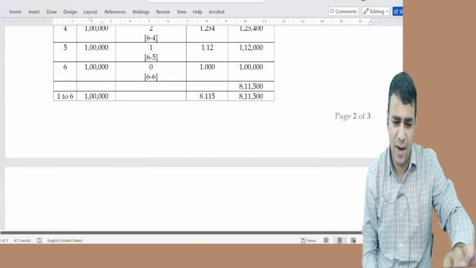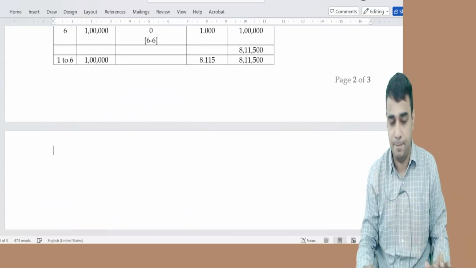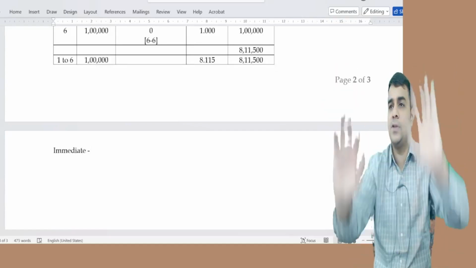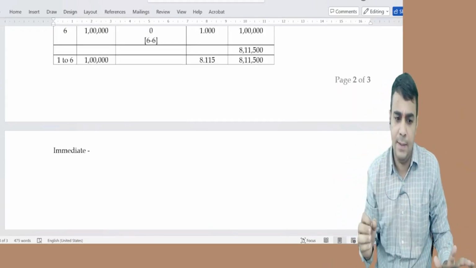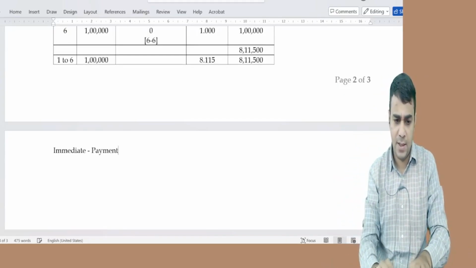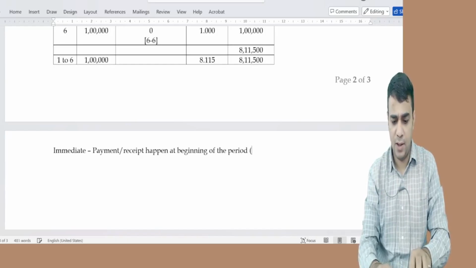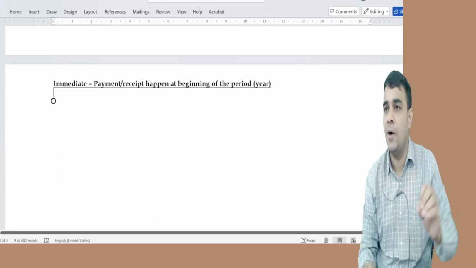Okay, let's now understand what is this annuity immediate and where the difference is coming in. Immediate means, problem we are not doing as of now. You be in listen mode. When I do problem, you can write it. Immediate basically means that payment or receipt happens at the beginning of the period. For the time sake, for as of now, let's take it as year. Now, what is the beginning of the period?